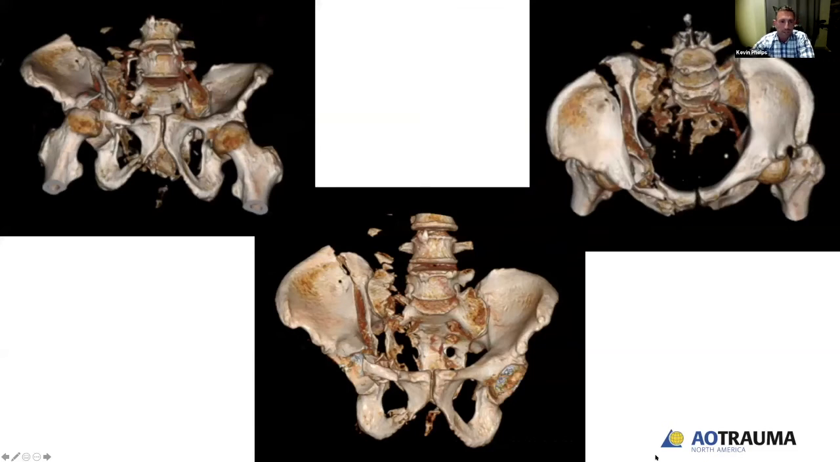And these are just the inlet, outlet, and AP views of the 3D reconstructions of this injury. I'm just showing what we've already gone over, the cranial displacement of the right hemipelvis, associated transverse process fractures on the right, and also the associated both column acetabular fracture on the right side.